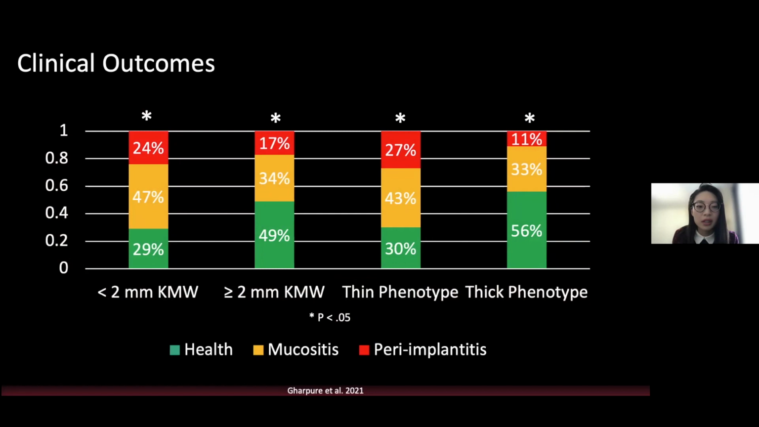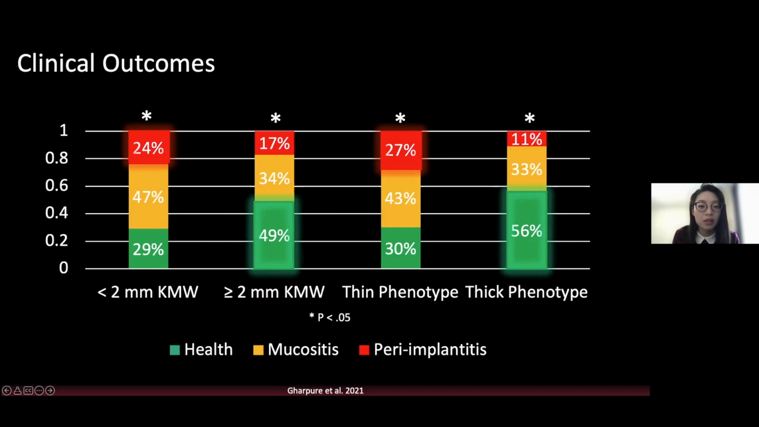Overall, in the study, the clinical outcomes that we found were that there was more peri-implant health associated with at least 2 millimeters of keratinized mucosa width. Here you can see 49% of the implants versus 29% of the implants were healthy. And then also 56 versus 30% of the implants were healthy in thick phenotype versus thin phenotype. We also see more disease in the inadequate keratinized mucosa width group and the thin phenotype.